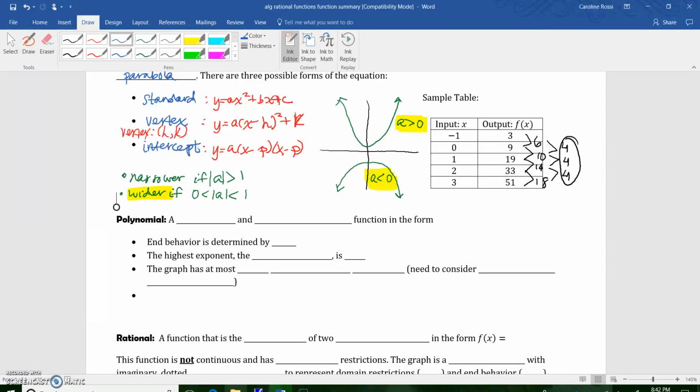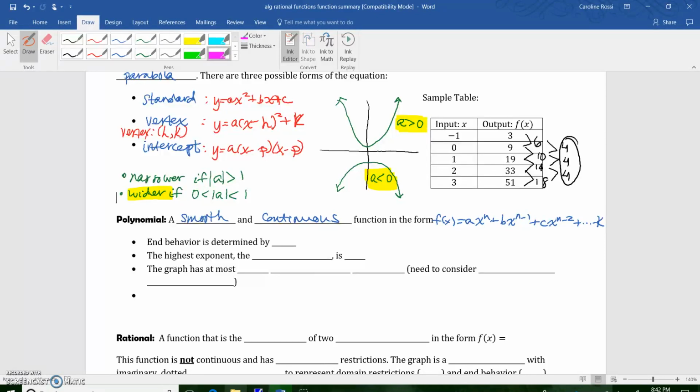A polynomial is just a smooth and continuous function in the form f of x equals a x to the n plus b x to the n minus 1 plus c x to the n minus 2 plus dot dot dot, and then there's some constant at the end, k or d or m, whatever you want to call it.